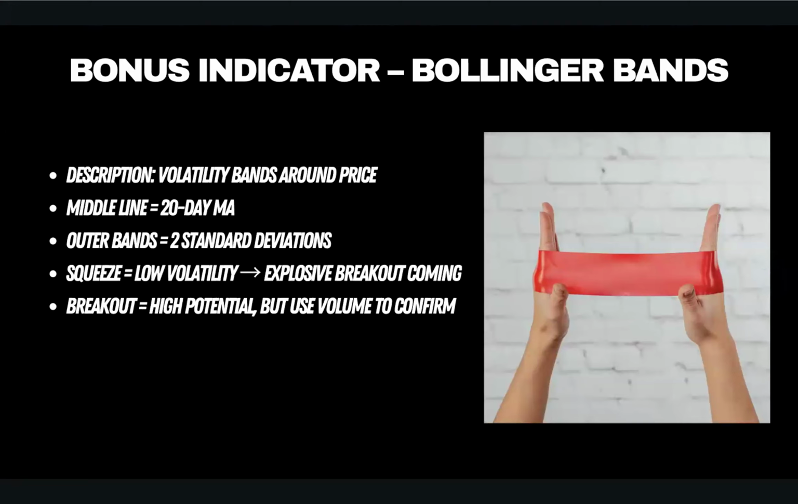Next, we have the bonus indicator, which is Bollinger Bands. These are volatility bands around the price. The middle line is the 20-day moving average. The outer bands are 2 standard deviations. The squeeze is lower volatility, which means an explosive breakout is coming. It's high, but use volume to confirm. So you've got to know the Bollinger Bands.